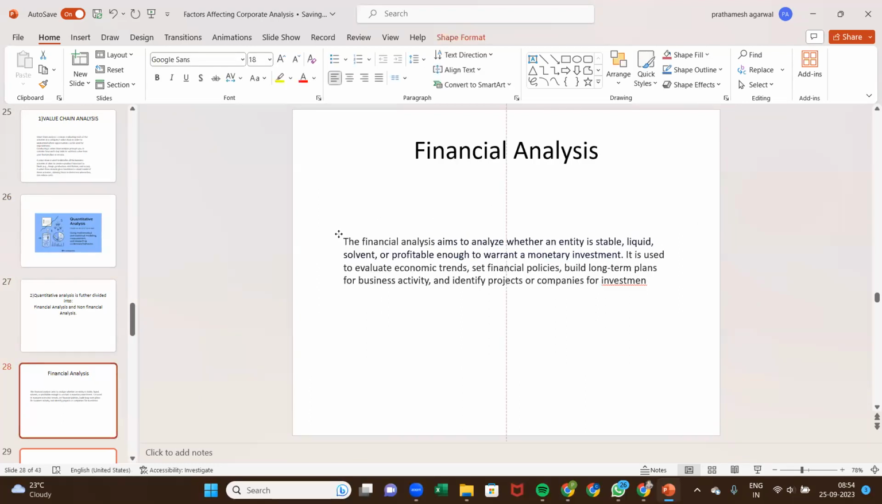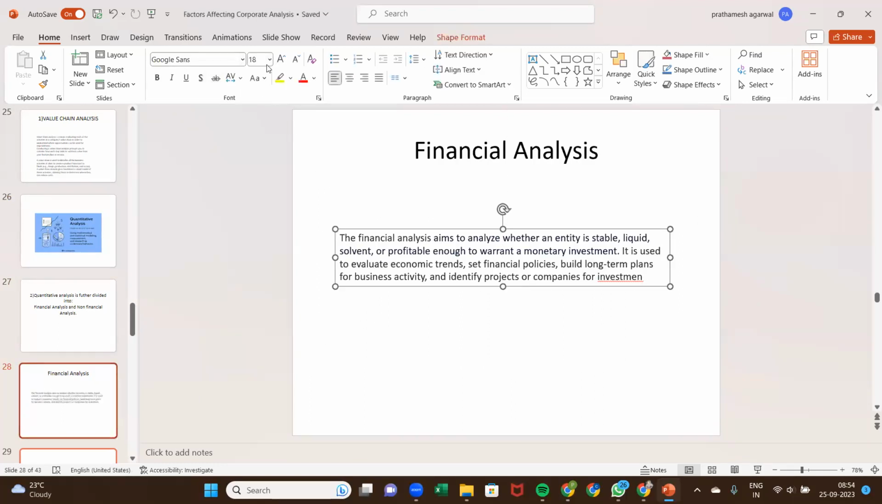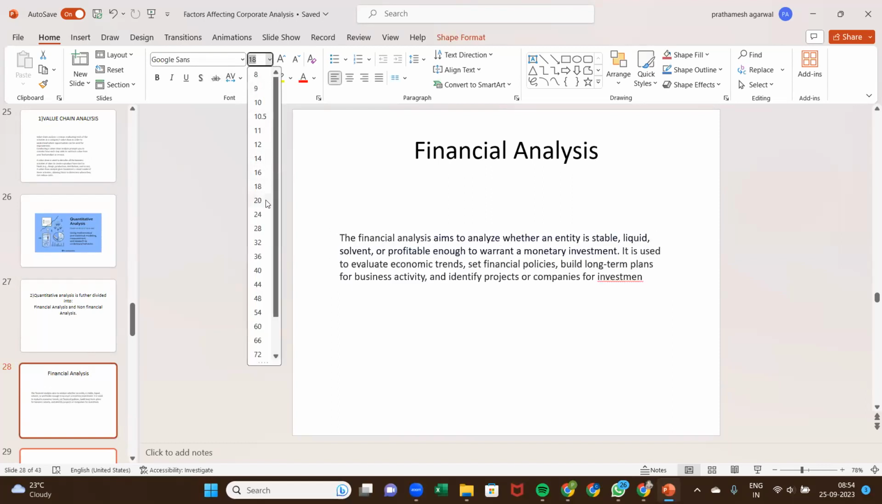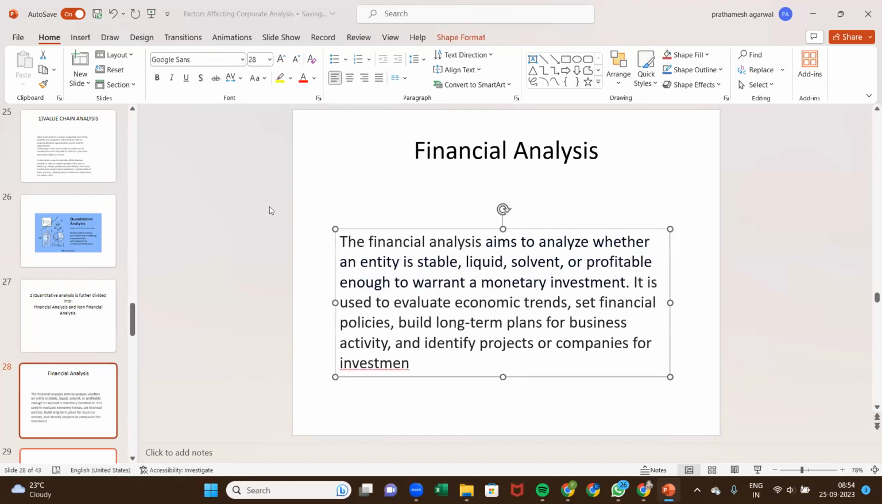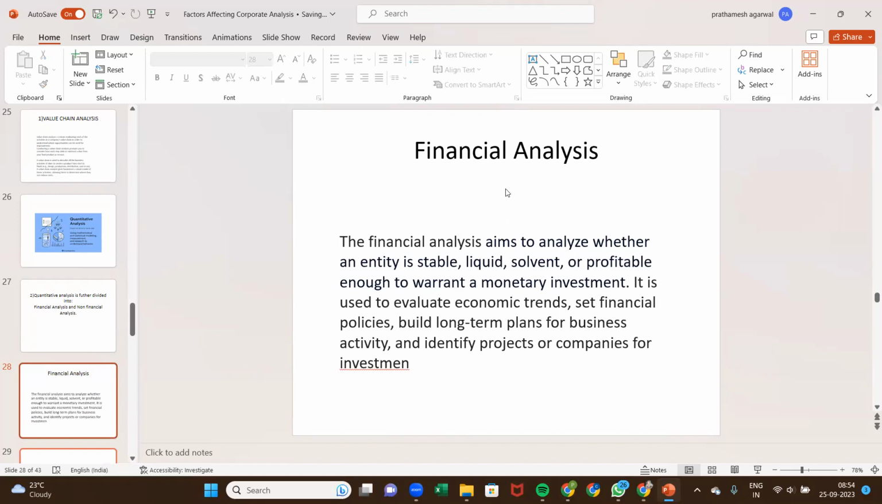Now, what is financial analysis? The financial analysis aims to analyze whether an entity is stable, liquid, solvent, or profitable enough to warrant a monetary investment. It is used to evaluate economic trends, set financial policies, build long-term plans for business activity, and identify projects or companies for investments.